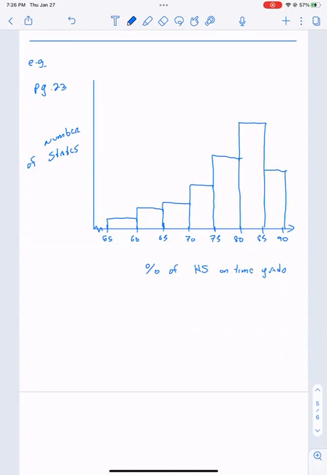So when we look at a histogram, there are a few things that we look out for. What do we look for in a histogram? What are the general things that we look for? One, we look for the shape.